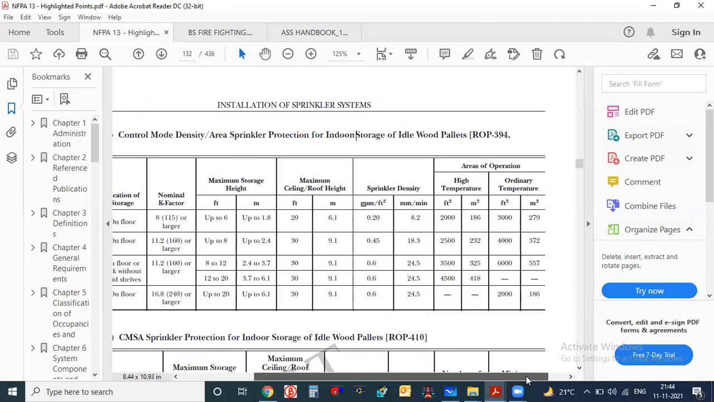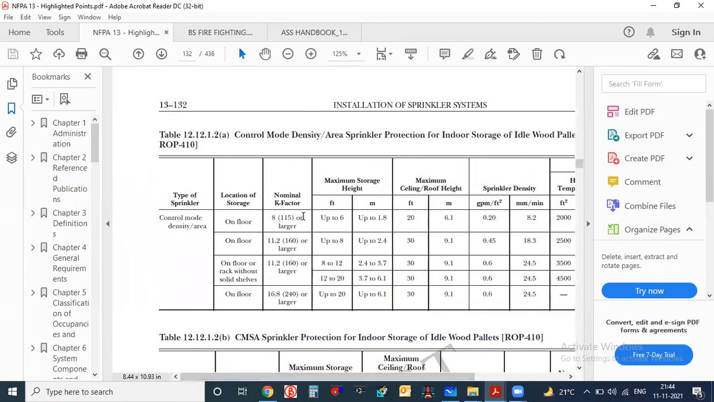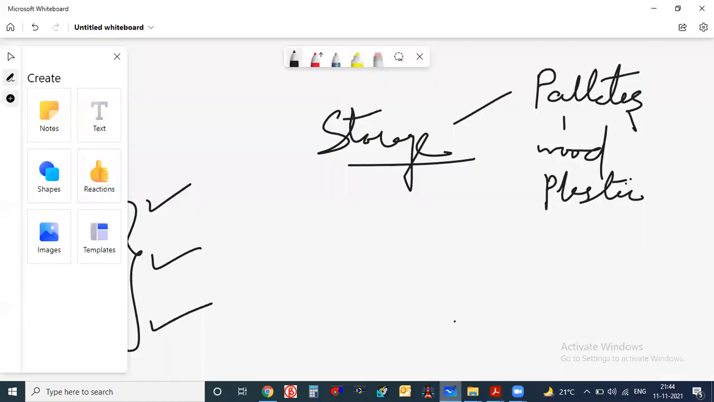And here they have given the area of sprinkler operation also, like 2000 square feet, 2500, 3500, 4500. This is the high temperature. This is the ordinary temperature. And this is the maximum ceiling height. This is the K factor. Now, what you have to do is just change some values in your calculations. We have to change these values and do the calculation. This is about the CMDA sprinkler. And remember that we are talking only about the wood pallets.